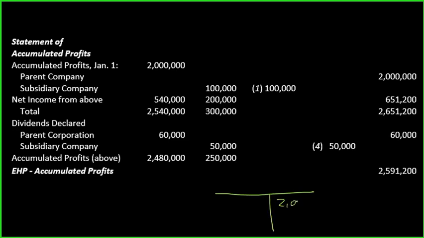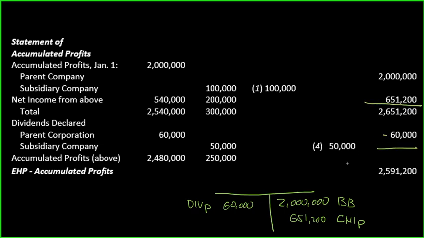The parent's retained earnings at the beginning. Consolidated net income as far as the parent is concerned, di ba? 651,200. Next, you have the dividends declared by the parent, which is 60,000. Minus 60,000. And you will get the ending balance, which is 2,591,200. That's your consolidated retained earnings.